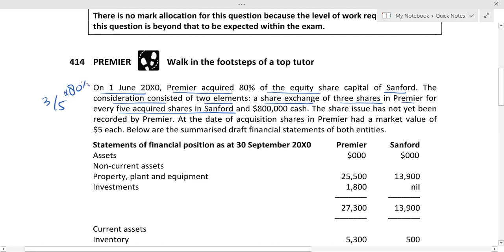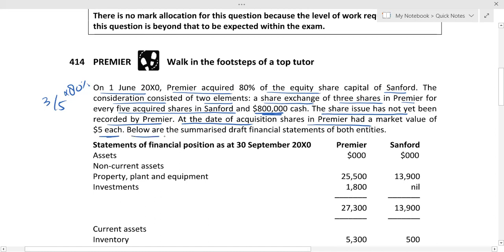So parent has issued 3 shares against each 5 shares in the subsidiary, and the cash is 8 lakh. And this cash is paid immediately, so it is not a deferred consideration. The share issue has not yet been recorded by Premier, so we'll have to record it. Simply, investment in subsidiary will be debited. With the par value, we will credit the share capital, and over and above the share capital, share premium will come. At the date of acquisition, shares in Premier had a market value of $5 each.